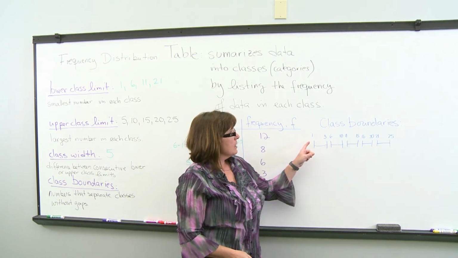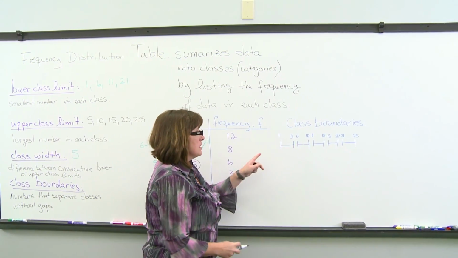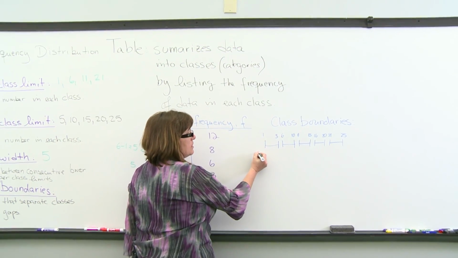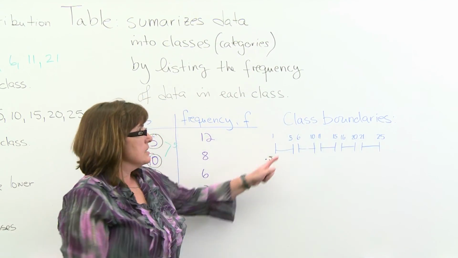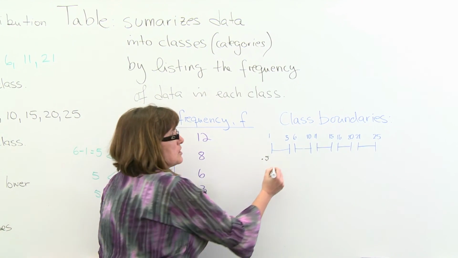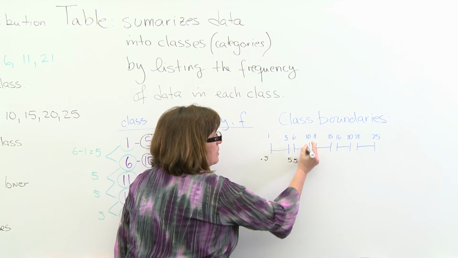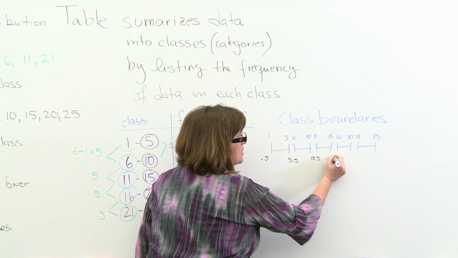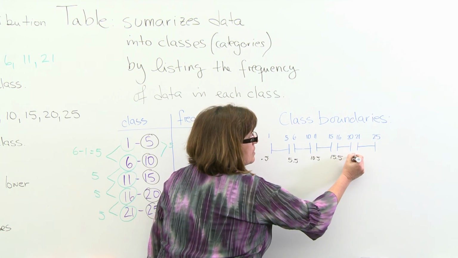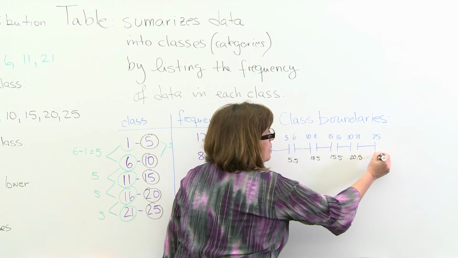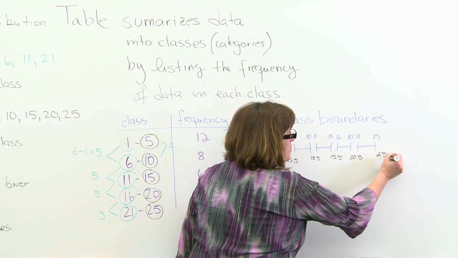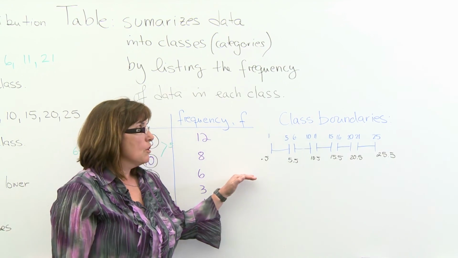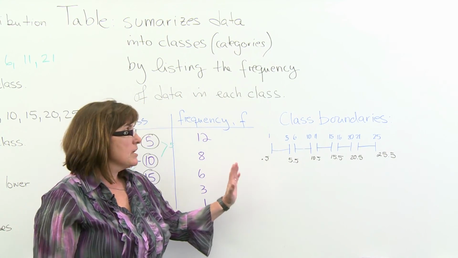So here real quick, I have my classes. Now the class boundaries here: I subtract 0.5 from 1, and I get 0.5, and I add 0.5 to 5, which gives me 5.5. Here I would have 10.5, the next one would be 15.5, 20.5, and 25.5. I'm using the class boundaries if I have decimals, or if I want to create a histogram without gaps.